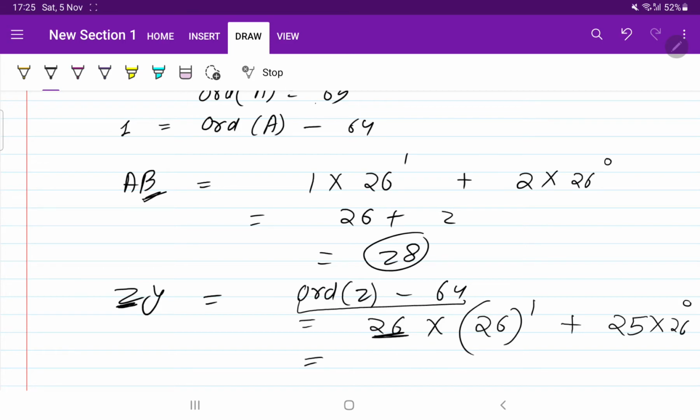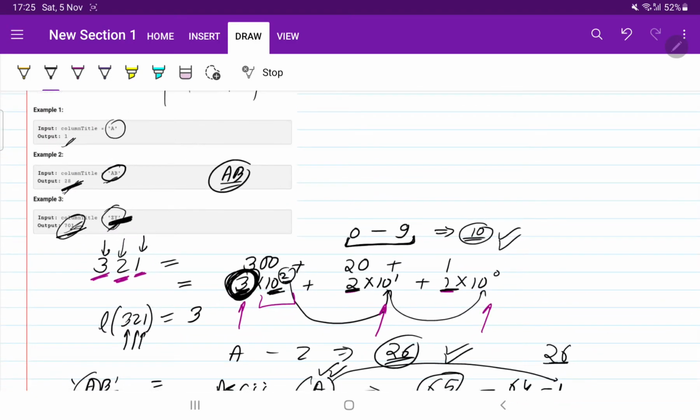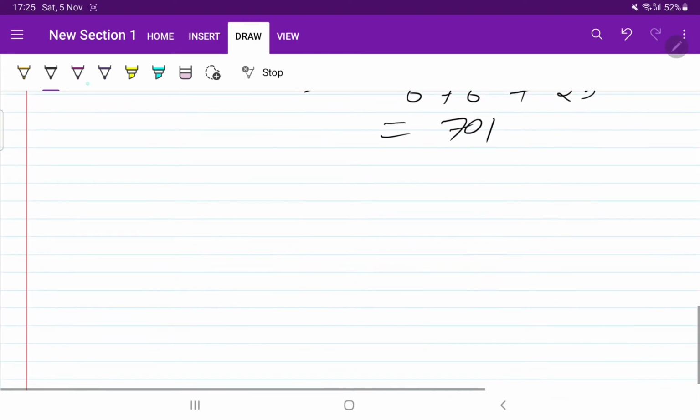So here, first of all, we have to find 26 into 26. If you multiply them, 26 into 26, you are going to get 676. And 26 to the power 0 will be 1. So in this, if you add 25, I think you are going to get the value 701. Okay, so let us check whether it is 701. Yes, it is correct.